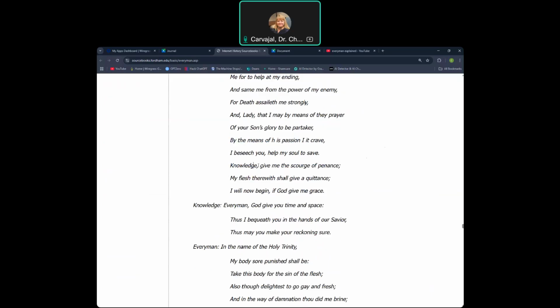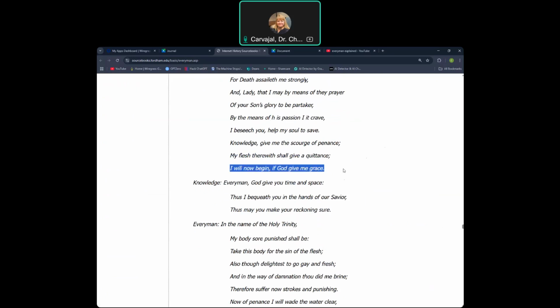And then knowledge, give me the scourge of penance. My flesh therewith shall give a quittance. And this is, again, referring to whipping. I will now begin if God give me grace. Now you'll notice there are no real stage directions. It doesn't say, oh, and then this person walks off, and then this person does this, and then this person is whipped and stuff like that.